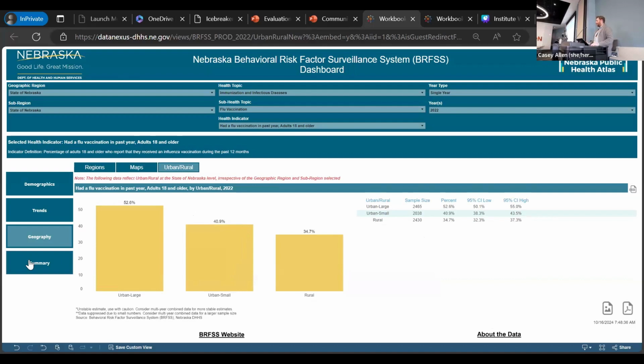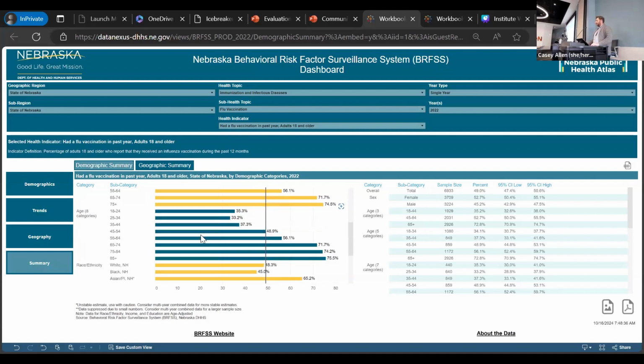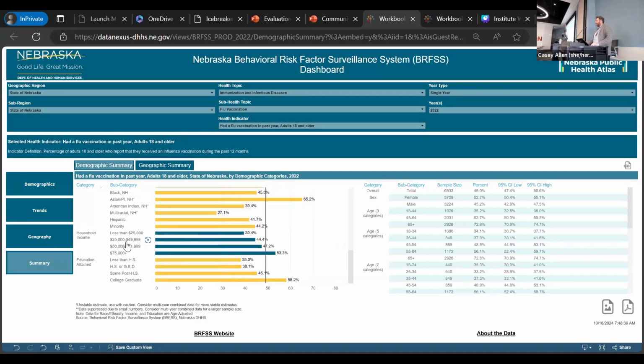Now, if you just wanted to see a summary of all the data in the Nebraska BRFSS, you can just click the Summary tab. And in this situation, you don't have to go through and identify any specific data that you want to pull out on your own. It gives you all of the demographic data summaries. So the vertical line here is going to be the overall total for Nebraska. So you can compare across different variables this way. So you can see just in the sex variable, for example, you had a higher proportion of females who were getting vaccinated compared to males. And in age groups, the older you were, the more likely you were to be vaccinated. And this covers all of those demographic variables.